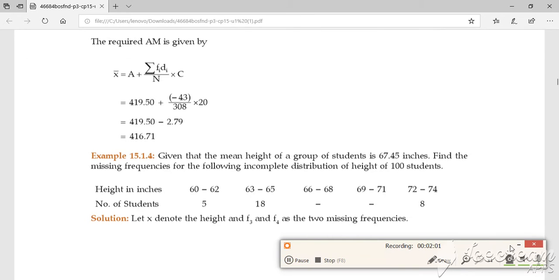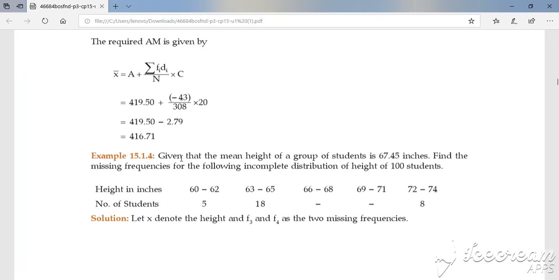Okay, now they have given us the next problem as, given that the mean height of a group of students is 67.45 inches, find the missing frequencies of the following incomplete distribution of height of 100 students. So height in inches they have given us, and we want to find what? We have to find the missing frequencies. There are two missing frequencies over here. So what are they? For the classes 66 to 68 and 69 to 71. Okay, so these are the missing frequencies that we have to consider.